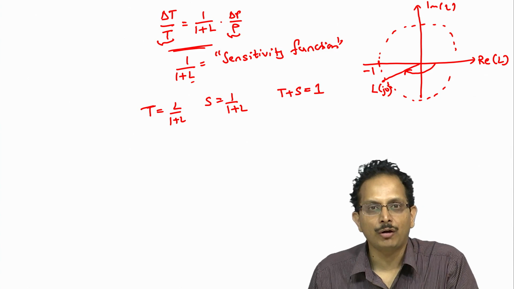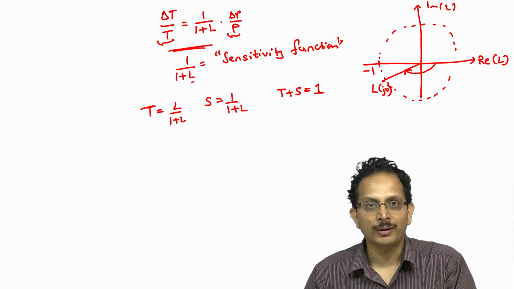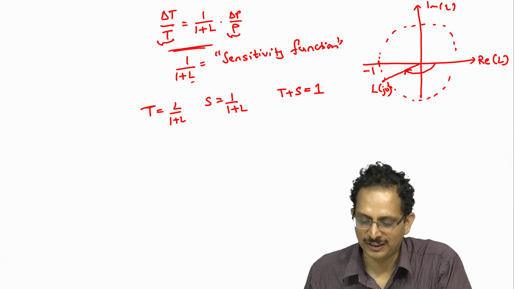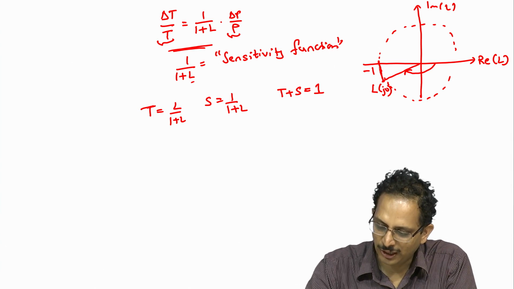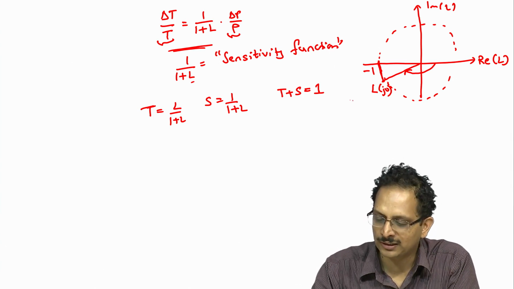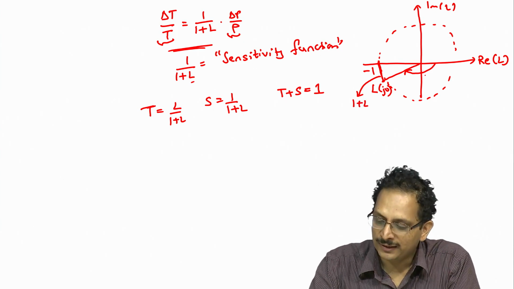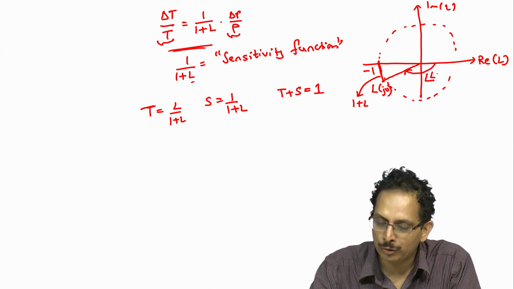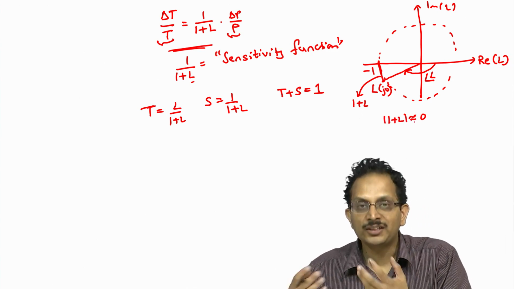So given the location of L of j omega in the Nyquist plot for frequencies omega close to the gain crossover frequency, what can we say about the magnitude of 1 plus L? We note that if this is L, then this complex number, which starts at the point -1, 0 and ends at the loop gain, is the complex number 1 plus L. And we note that if the angle of L of j omega is close to 180 degrees and its magnitude is close to 1, then the magnitude of 1 plus L will also be close to 0. And what does that imply?